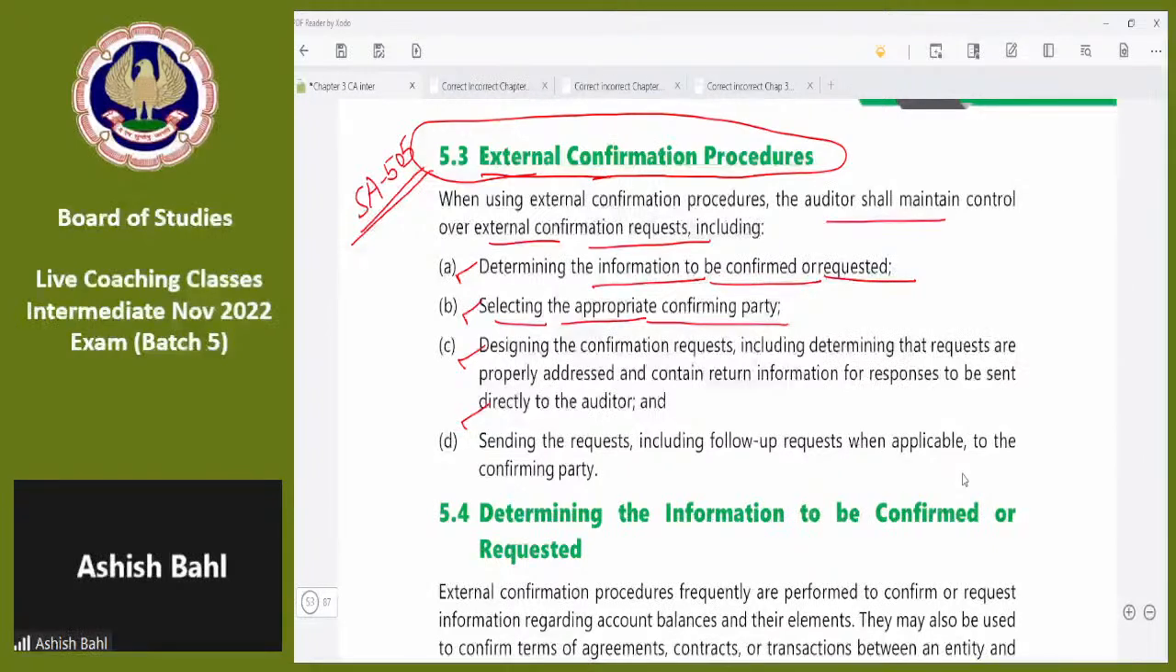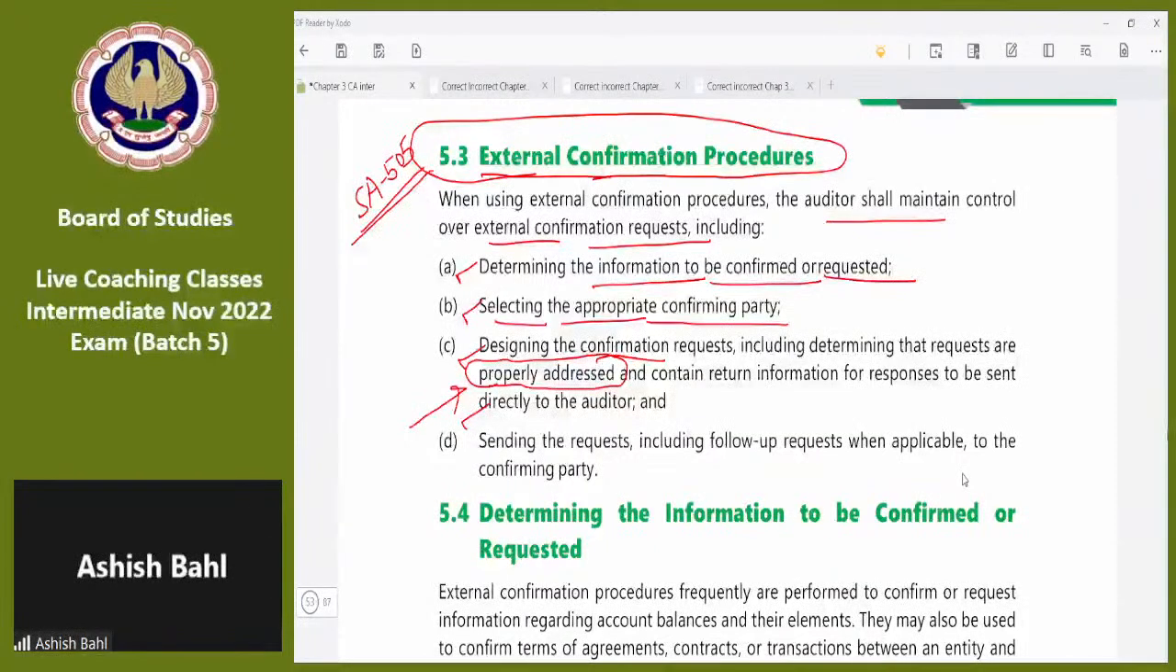And the third thing is designing the confirmation request. Now that is very simple, that you have to design the request so that requests are properly addressed. If you have written the wrong address or the wrong mail ID, then although you may be thinking that you have sent the confirmation, the other party might not have even got it. So where would the question of confirming arise?